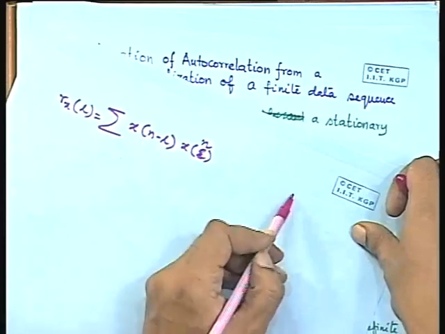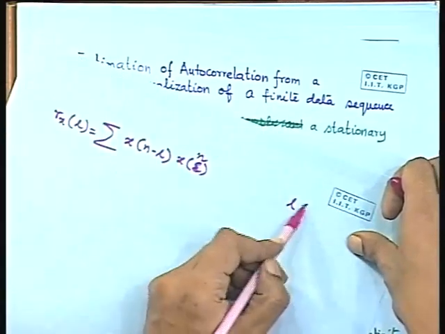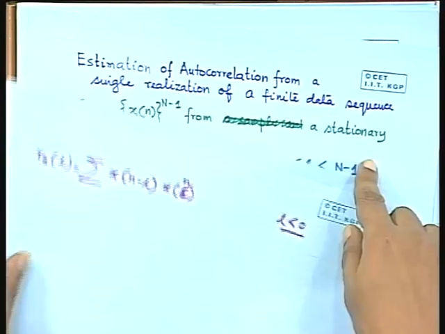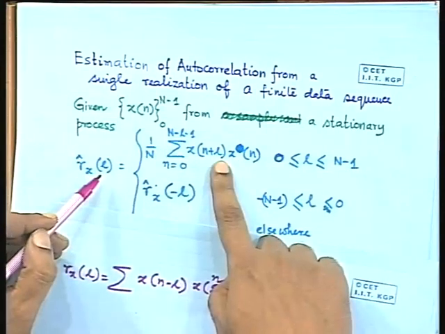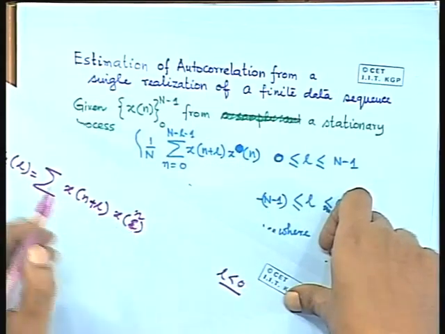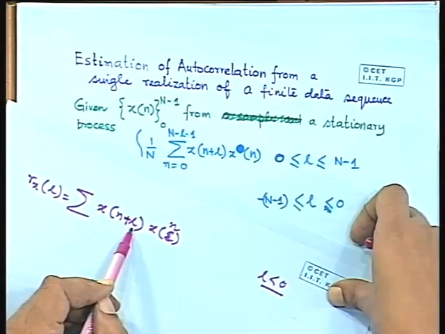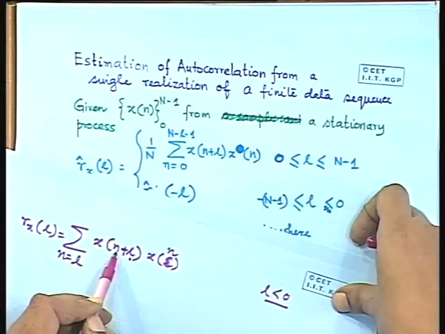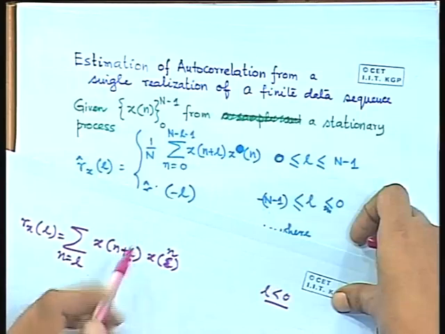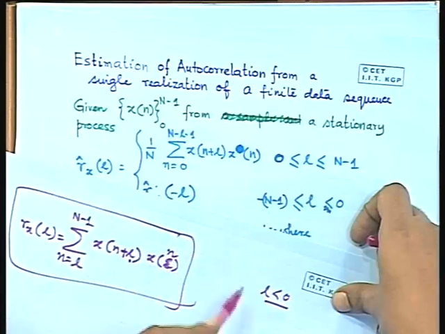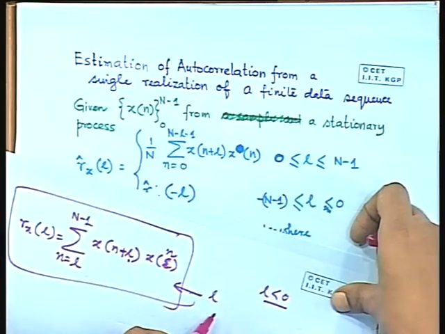So l is less than 0. Now R_x[l] is defined this way, but for l negative. L negative means that n must start from l. Otherwise, if you start n from 0, for l negative it will go to x of n minus l, which is not there. That value is not there. So you could have defined the sum over a different range, up to N minus 1, as R_x[l] for l negative.